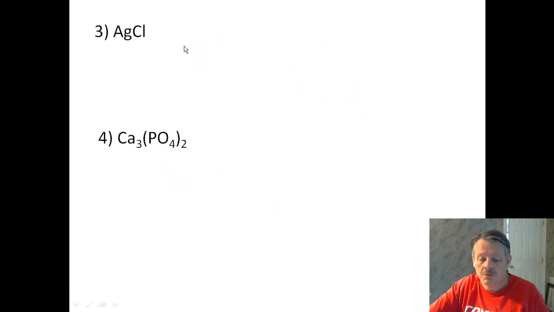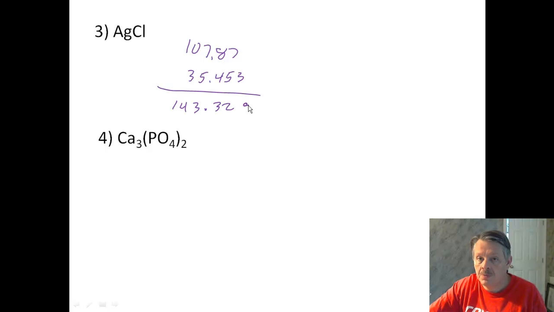Right, how about silver chloride? Silver is 107.87. Chlorine is 35.453. I add them together and I get 143.32, and my units there are going to be grams.